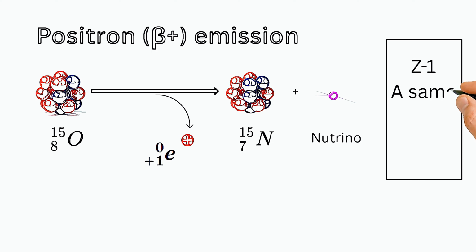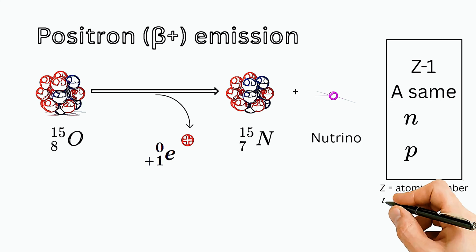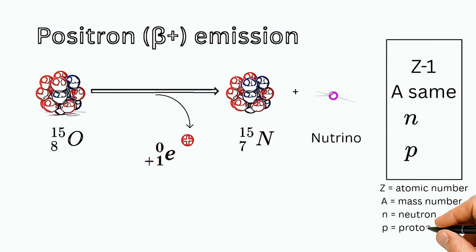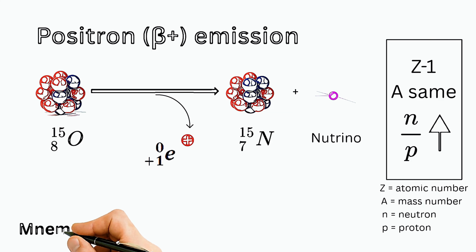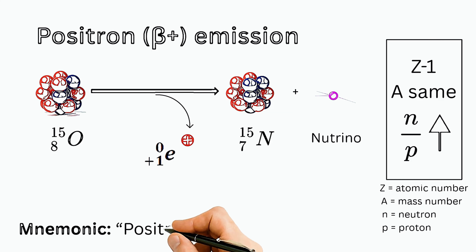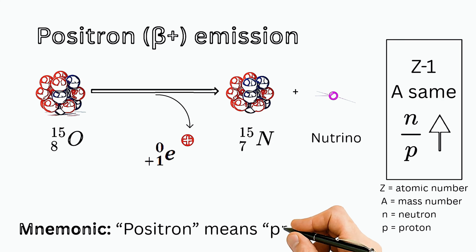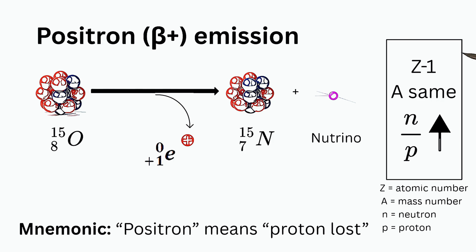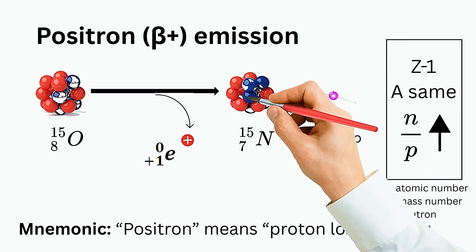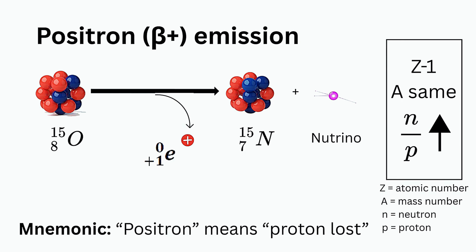Conversion of oxygen-15 into nitrogen-15 is an example of positron emission. Its atomic number decreases by 1, but the mass number remains unchanged. This occurs in proton-rich nuclei. Think of it as the nucleus shedding excess positive charge to become more stable. Mnemonic: positron means proton lost.